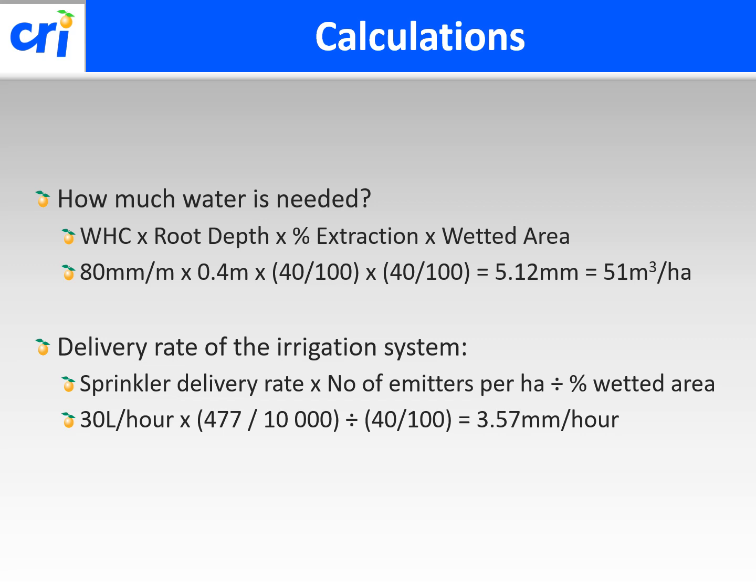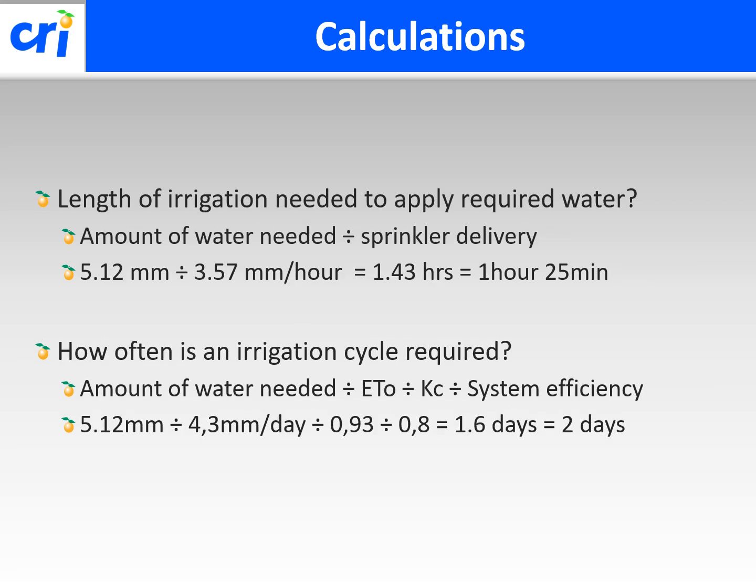To calculate the delivery rate of the irrigation system, the following calculation can be done. Sprinkler delivery rate, which you receive from the supplier, times the number of emitters per hectare as from the design, divided by the percentage of the wetted area, which you also get from a profile observation. This comes down to 3.57 millimeters per hour. To calculate the length of irrigation needed to supply the required water, the amount of water needed as from the previous calculation divided by the sprinkler delivery as from the previous calculation comes down to 1 hour and 25 minutes of irrigation needed.